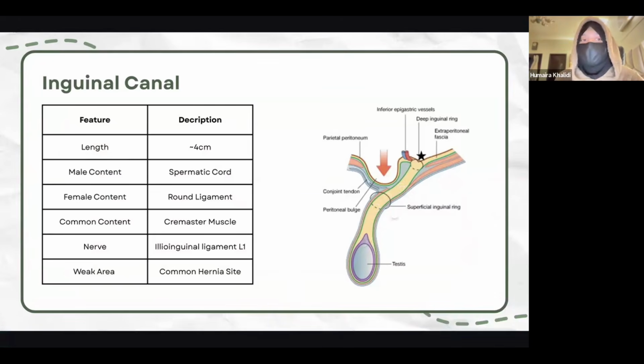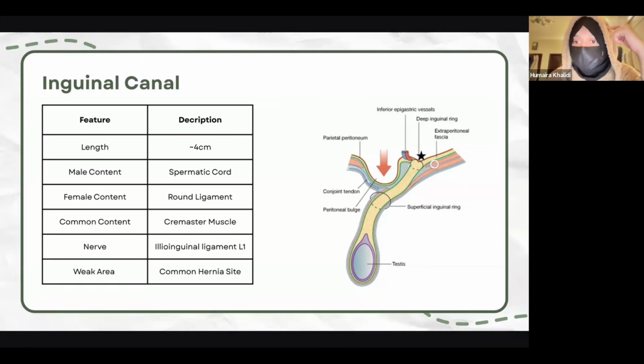The length of the inguinal canal is 4 centimeters. The male inguinal canal contains the spermatic cord, whereas the female content is the round ligament. There was also a mention of a cremaster muscle, but that's only in their slides. No external resources say cremaster muscle, but I'm pretty sure it's there for men. The nerve which passes through is the L1, or the ilioinguinal nerve. This is a weak area, also known as the common hernia site. So you're going to hear inguinal hernia. You're going to have a lot of hernias over here.